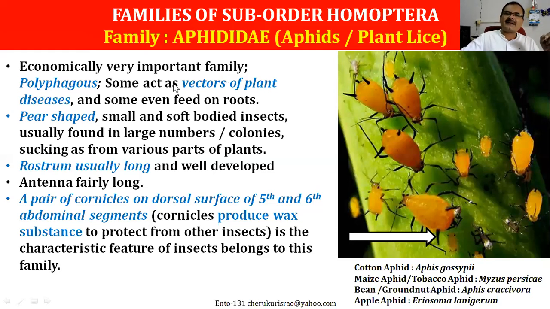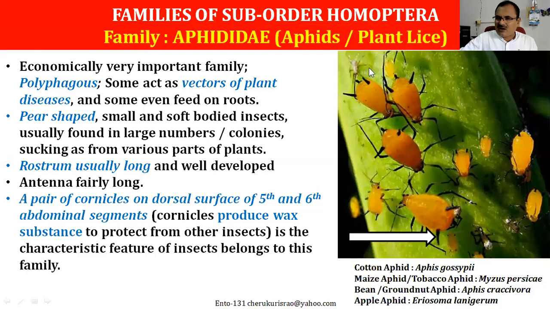They are economically very important, and they are polyphagous. It means their host range is so big. They also act as vectors of plant diseases, and you can see here they are all pear shaped, and the most important thing is they have a pair of cornicles on the fifth and sixth abdominal segments.